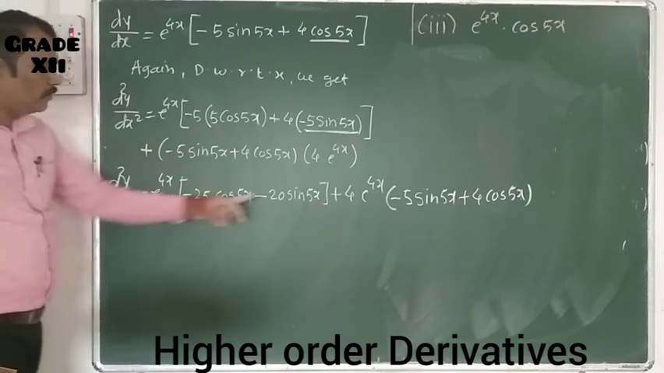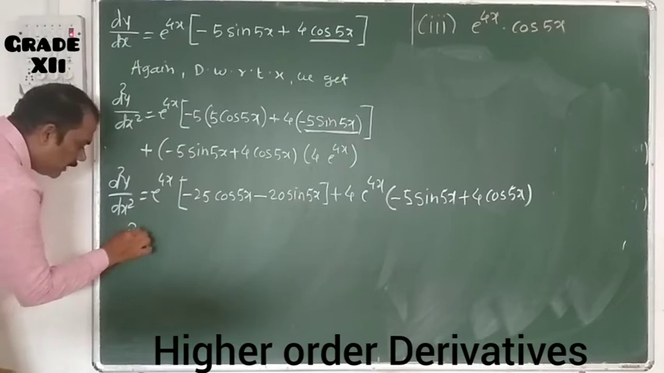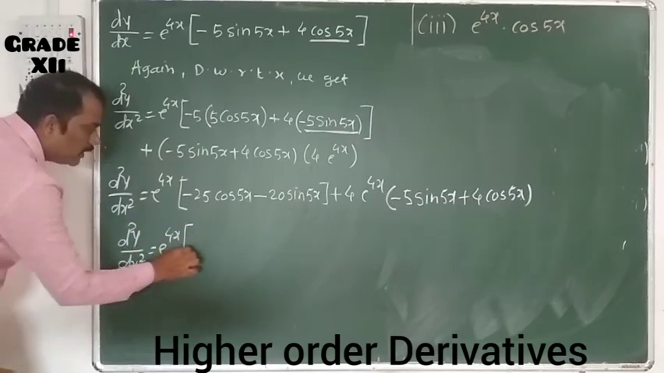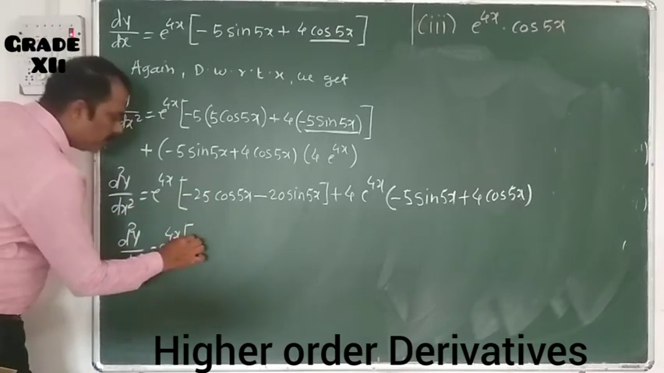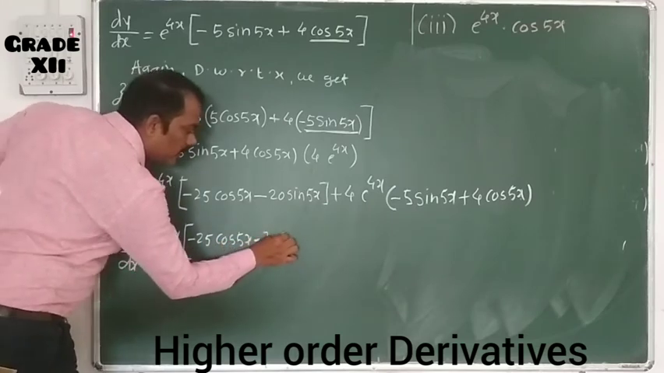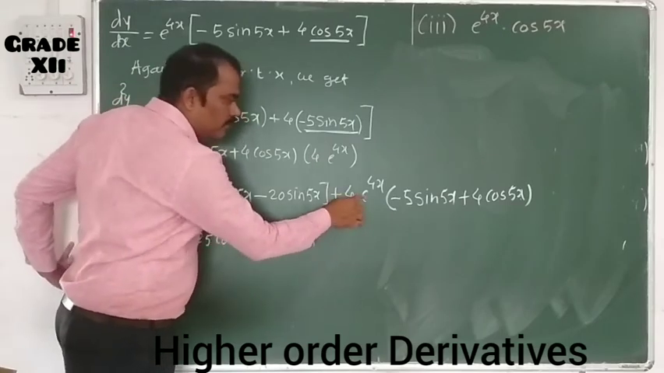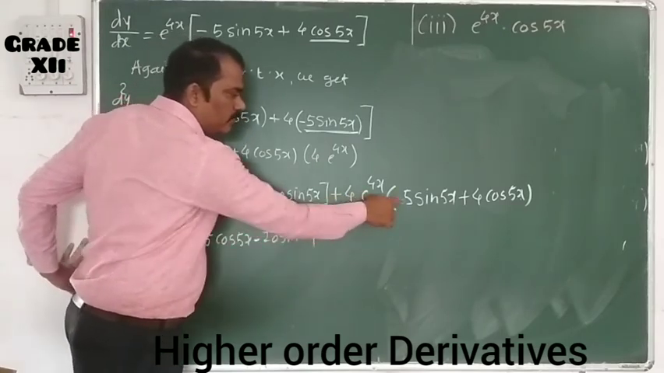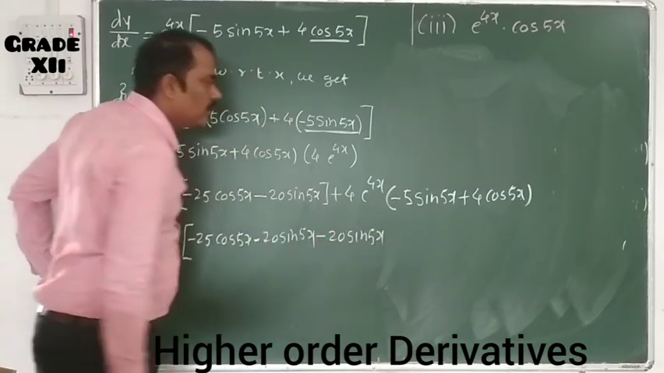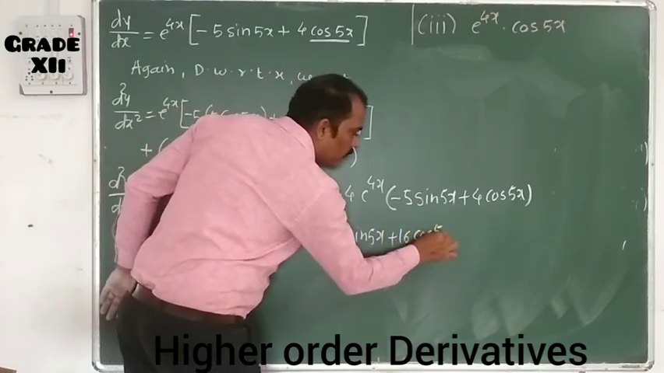Okay, e raised to 4x, we have to take common, so that d2y by dx square is equal to e raised to 4x into bracket. Here what is the remaining, minus 25 cos of 5x minus 20 sin of 5x. Here e raised to 4x we have to take common. 4 into this one, that is minus 20 sin of 5x. This 4 into this 4, nothing but 16 cos of 5x.